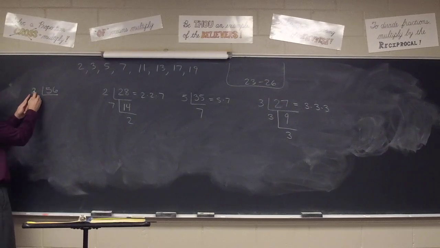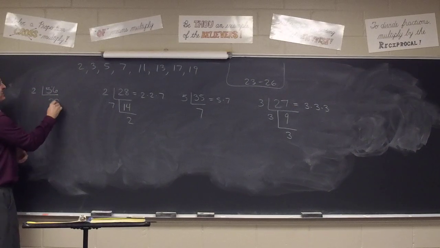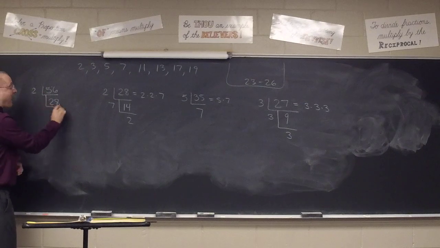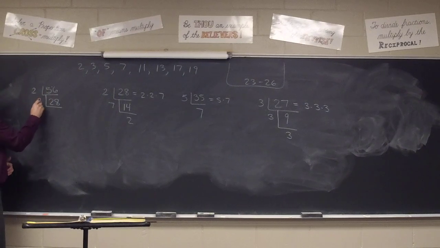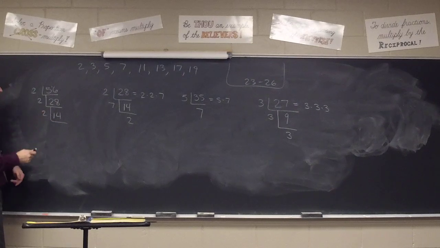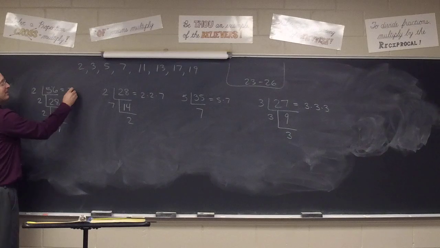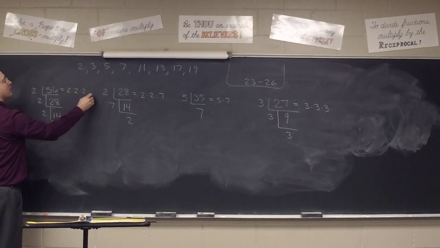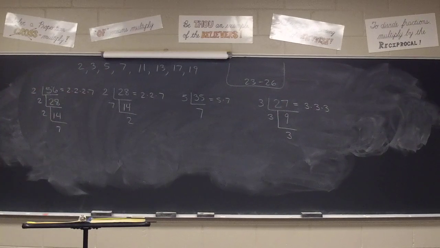We just have to be careful here. 2 goes into 5, Jalen. Twice with 1 left, and into the 16, 8 times. So we get 28. And then we can divide that by 2 again to get 14. And then class, we can divide that by 2 to get 7. And so the prime factors of 56 are, class? 2 times 2 times 2 times 7. And there we go. How many had that for number 23, that first one?